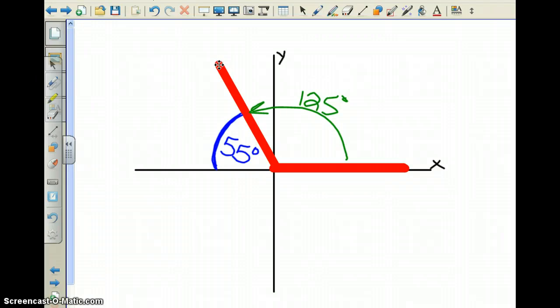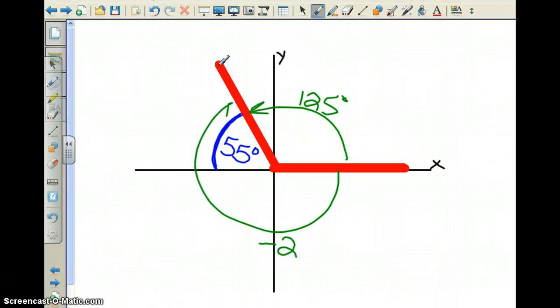And then that reference angle will, of course, help us to figure out our coterminal angle really easily. Instead of going positive 125, I could have gone this way: negative 90, 180, and then 55 more would be negative 235 degrees, coterminal to 125.